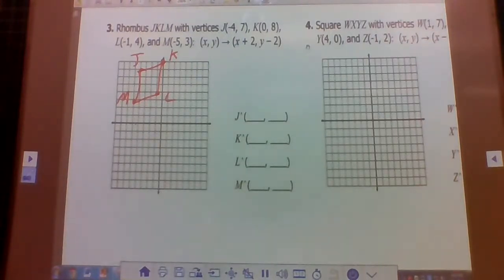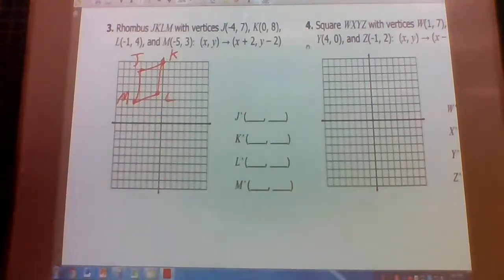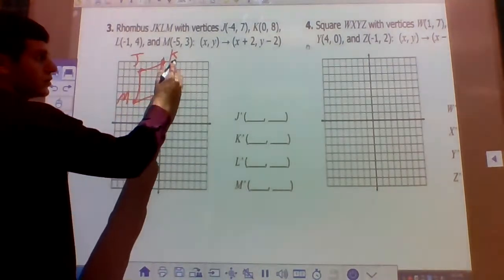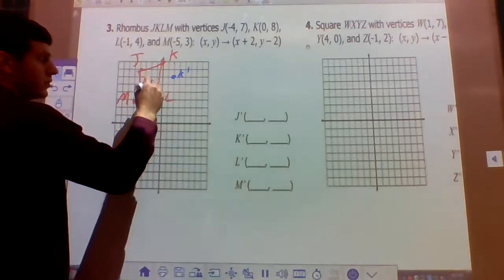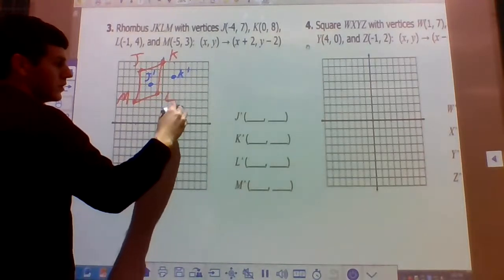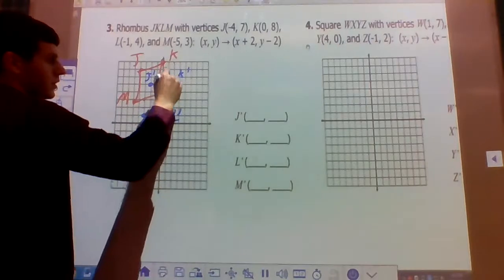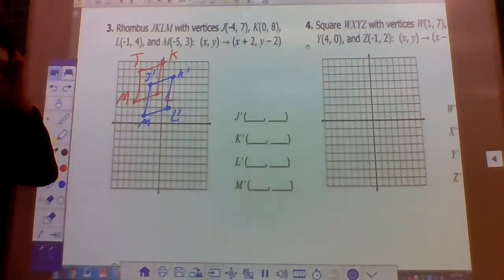We want to translate this according to this rule, (x + 2, y - 2). So we're going to go 2 to the right and down 2, so we can just count them out. 2 to the right and down 2, and there's our translated image. The pre-image is the original, and the new one is our image.